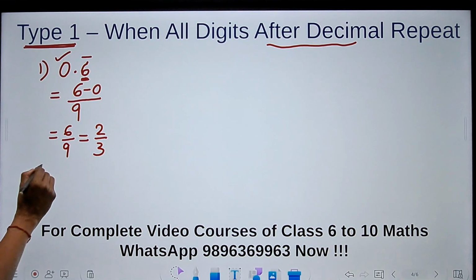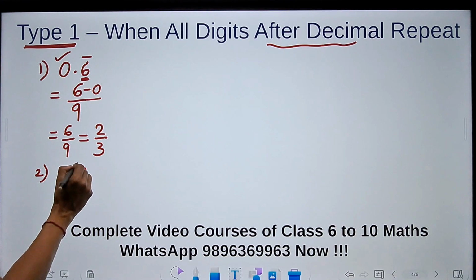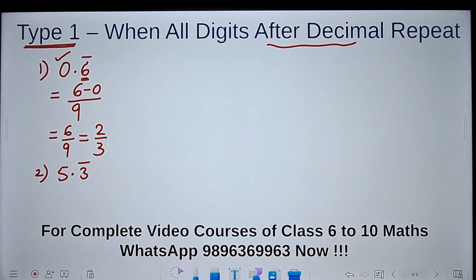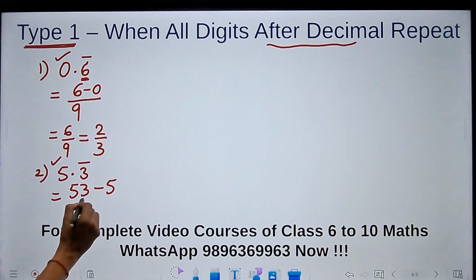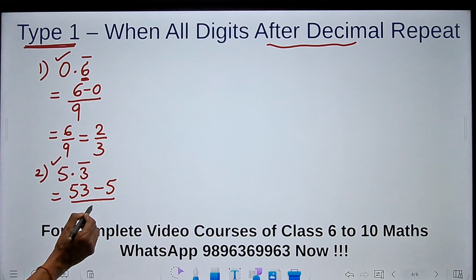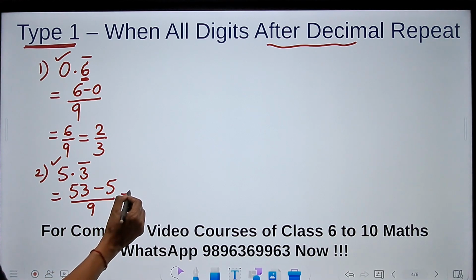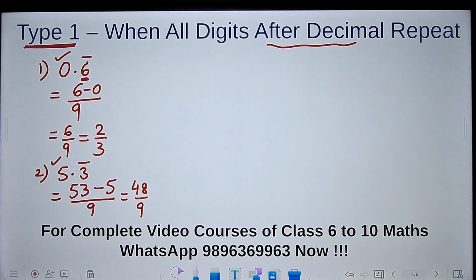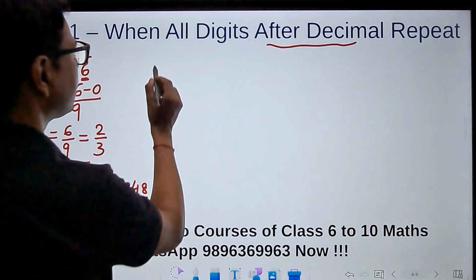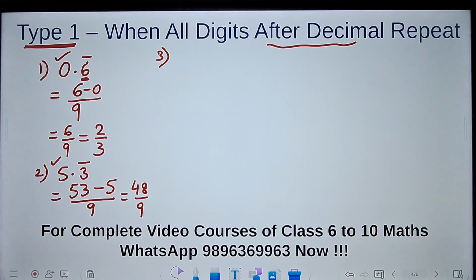Likewise, suppose I have 5.3 bar. Now 3 is repeating. Now when I have a number before the decimal also, then what do? Forget the decimal, okay? And forget the bar. So you get 53 minus the number before the decimal is 5 and how many digits are repeating? Only 1. So divided by 9. There you go. You get 48 upon 9 as the fraction equivalent or the rational number equivalent of 5.3 bar. You want me to take some more questions? Let's vary the question now.